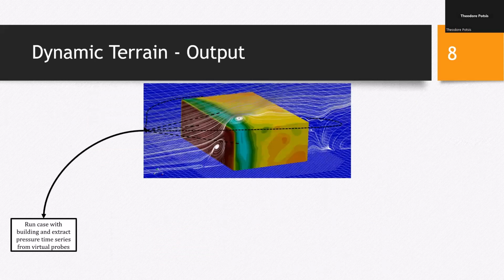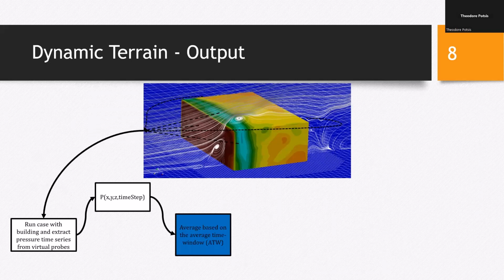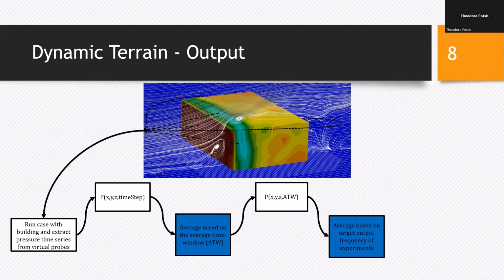Now I have this case here where we have the location of the virtual pressure probes, and we extract the pressures for each and every time step of the computational analysis. And the first thing we do is an averaging technique based on the average time window. So finally, we have a pressure time series based on this average time window. And then we impose a second average in order to extrapolate all of these values to a target output frequency based on the experiments we want to validate.